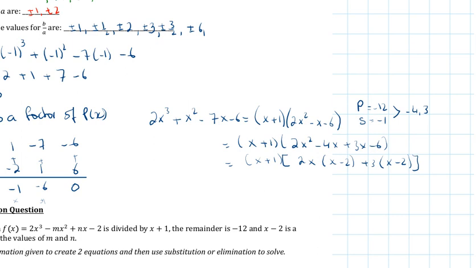Common factor 2x, so that's going to be x minus 2. Common factor 3, that's going to be x minus 2. And that's going to be x plus 1, 2x plus 3, and then x minus 2. And then these are my factors. This is fully factored.